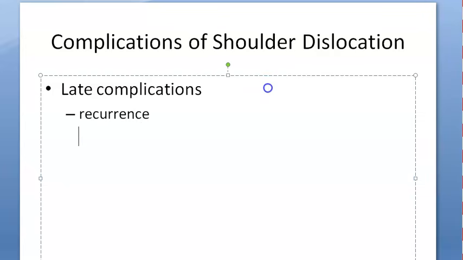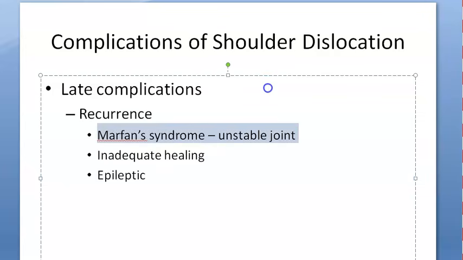Recurrence. Why will the shoulder joint dislocation keep recurring? If they have Marfan's syndrome, they'll have an unstable joint, so instability will lead to recurrence. Another cause is inadequate healing: the first time the shoulder dislocated, it didn't heal completely.